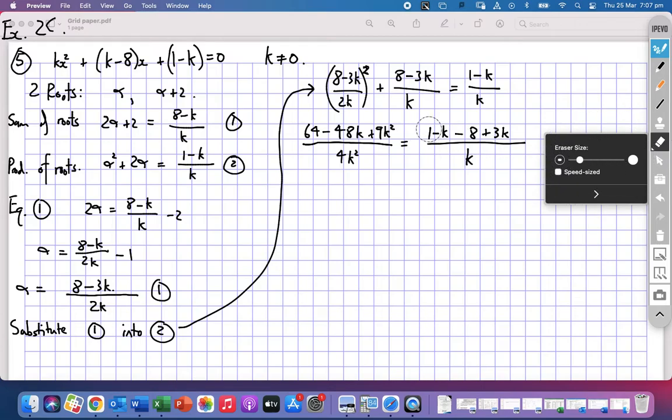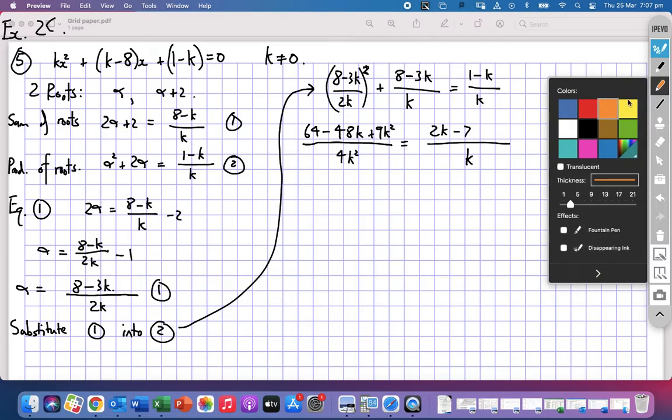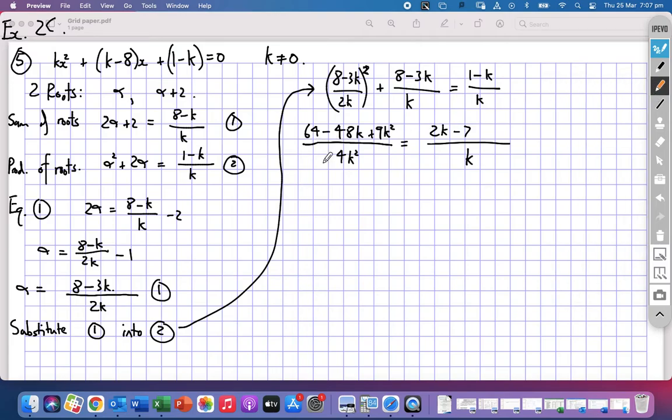That's 2k, right? We've got a minus k and a 3k, that'll make 2k. We've got a 1 minus 8, it's minus 7. So it's ended up being 2k minus 7. Alright, at this point, I'm going to multiply both sides by k. I can see k's here and here.